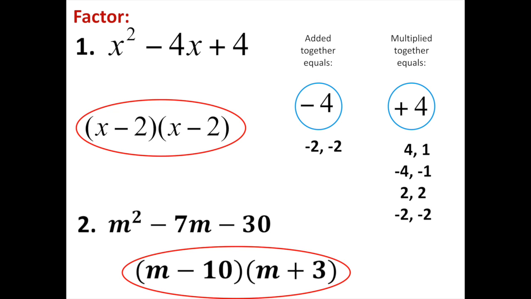Check your answers. So I've got an x minus 2 times x minus 2. Some of you may have written this one as x minus 2 squared. That's okay. That's acceptable. And then down here we have a -10 and a +3. And the order does not matter. So if you wrote it as m plus 3 times m minus 10, that's okay. That works too. The commutative property of multiplication says that it doesn't matter what order it's in. So we'll be okay there.